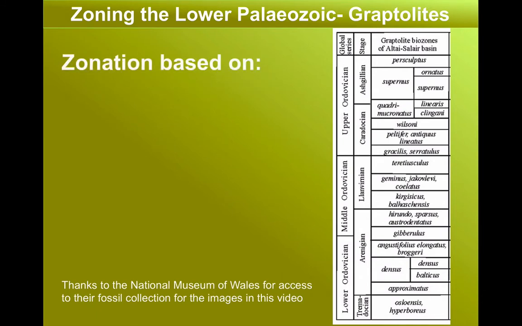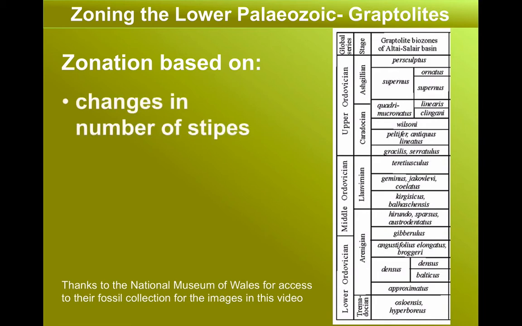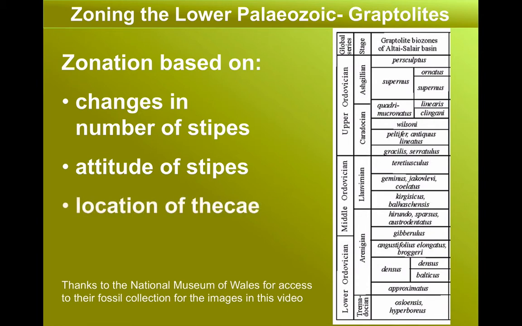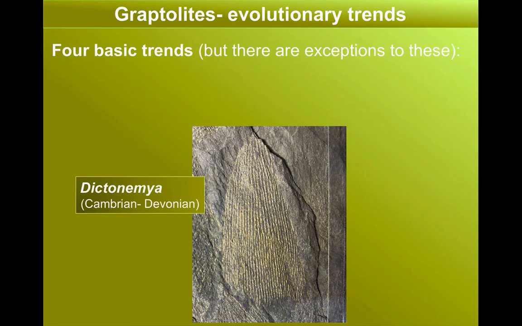When we look at the zonation, then, it's based on some evolutionary trends. Those are the changes in the number of stipes, the attitude of those stipes, the location of the theca on the stipe, and the type of theca that we see. Let me look at these four basic trends then one by one.